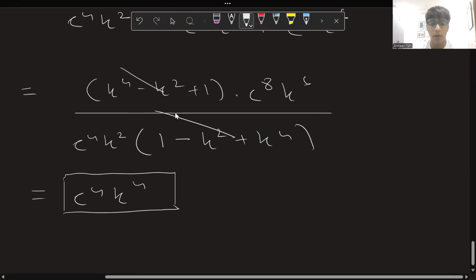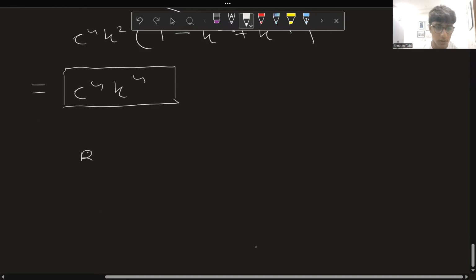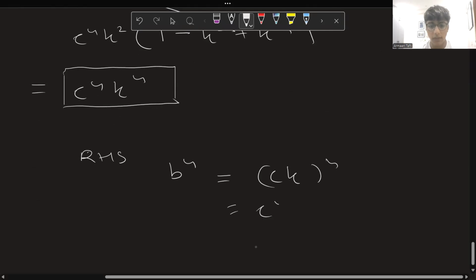Now our RHS is b to the power 4. B is equal to ck, so it's ck to the power 4, which is c to the power 4 k to the power 4. LHS equals RHS equals c to the power 4 k to the power 4.